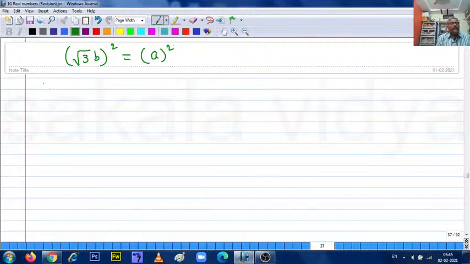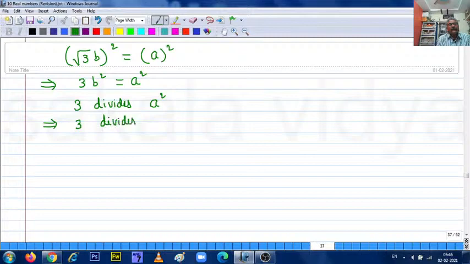So now what do we get? Root 3 whole square is 3, so 3b square equal to a square. So 3b square is equal to a square means 3 divides a square. So that implies 3 divides a. This is a very important step. Say equation 1.